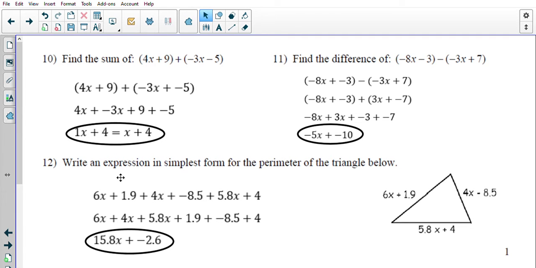This video will focus on the Unit 2 review worksheet numbers 10 through 12. Number 10 asks you to find the sum of 4x plus 9 plus negative 3x minus 5. Keep in mind, if you're going to be combining like terms, you want to start by adding the opposite.